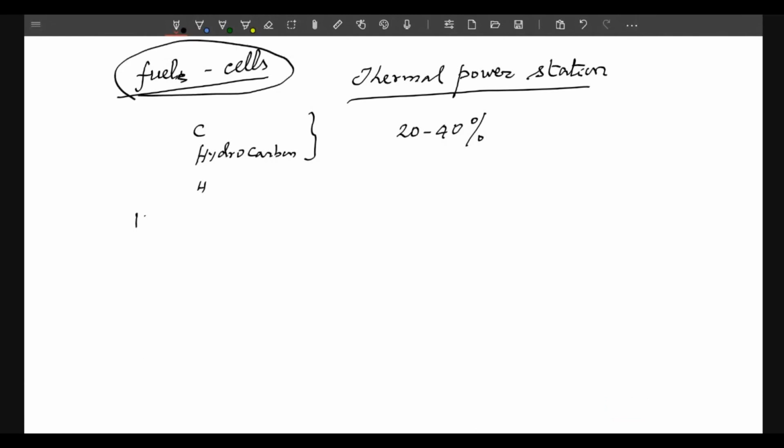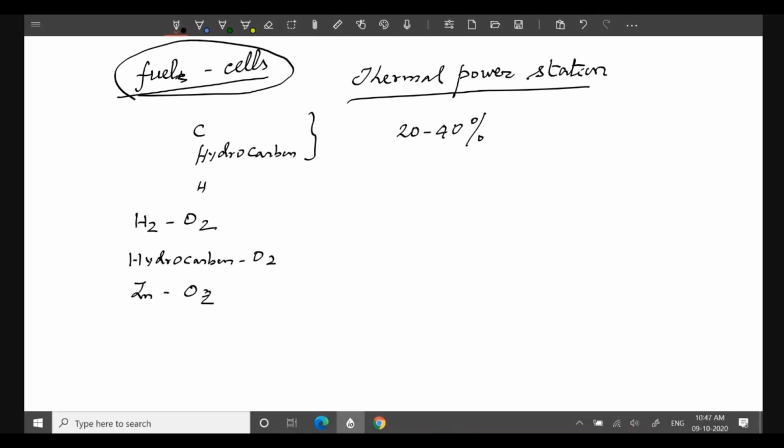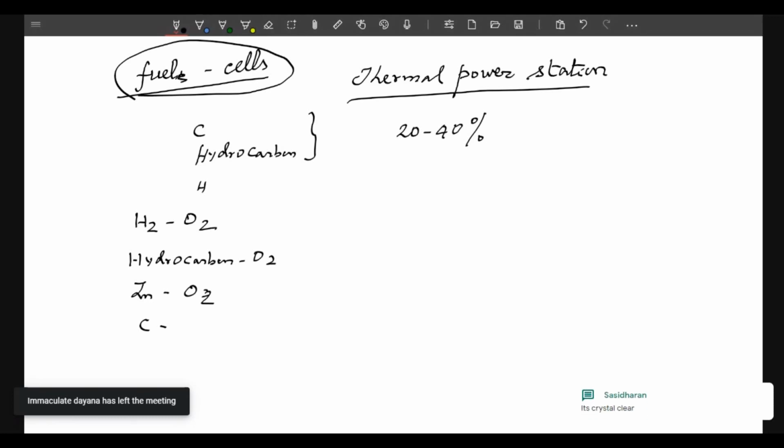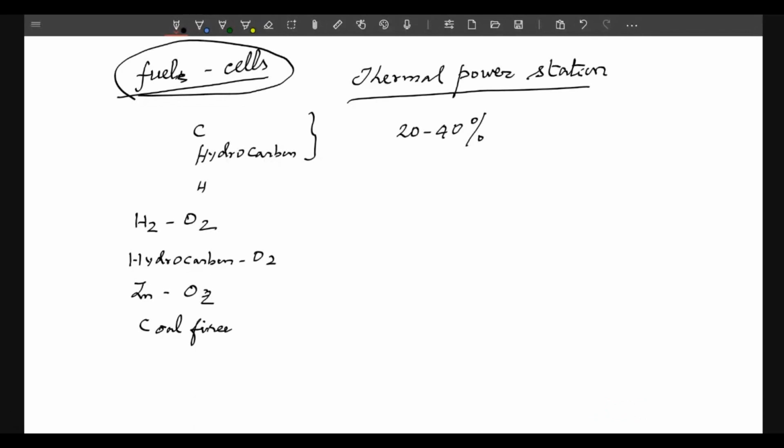The important fuel cells developed so far are the hydrogen oxygen fuel cell, the hydrocarbon oxygen fuel cell, the zinc oxygen fuel cell, and the carbon, coal-fired fuel cells also. During coal firing, you get carbon monoxide and it burns with oxygen. I will give only a small discussion of the hydrogen oxygen fuel cell, then I will go on to work out the problems in the fuel cells.